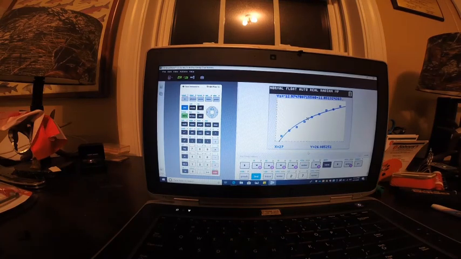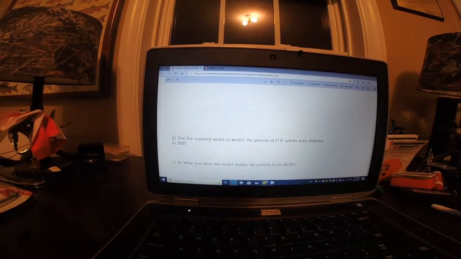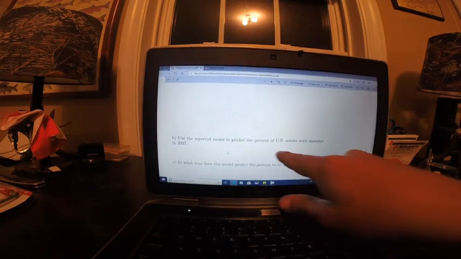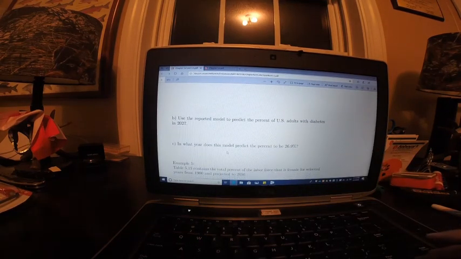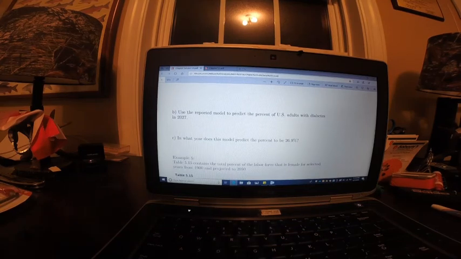Okay, it tells me that when X equals 27, which models the year 2027, my Y equals 26.085251. So that would be your answer. If you rounded it to 2 decimal places, it will be 26.09 for part B. So the percent of U.S. adults with diabetes in 2027 would be 26.09%.